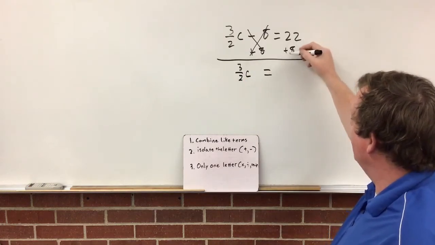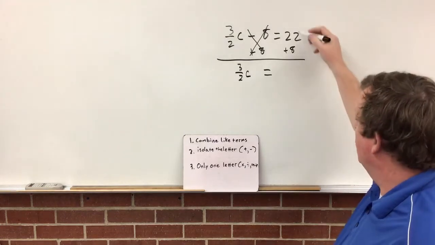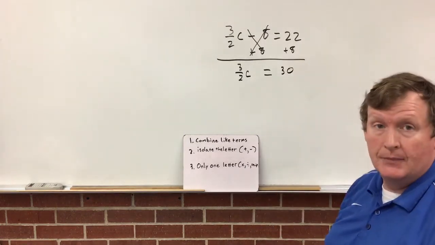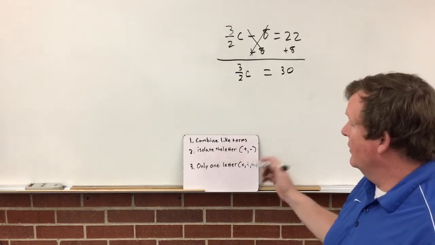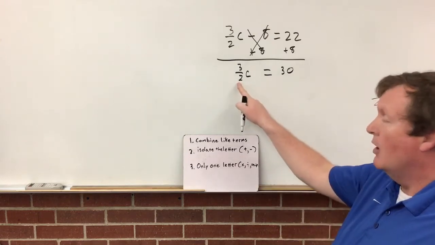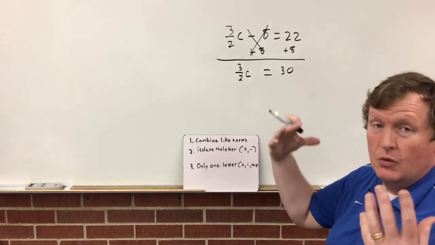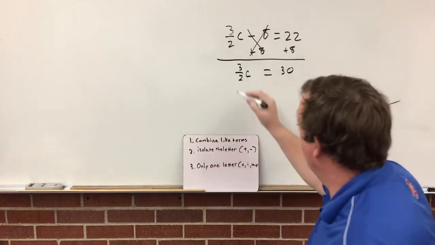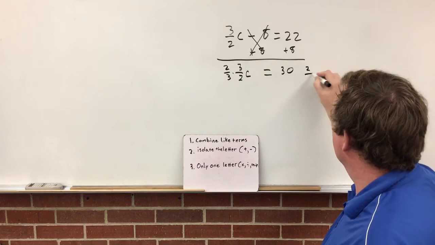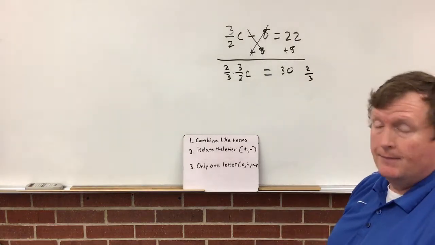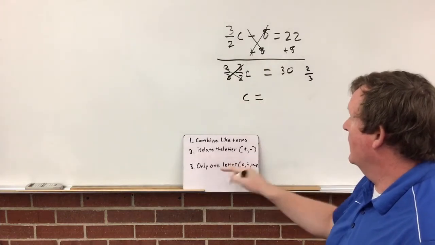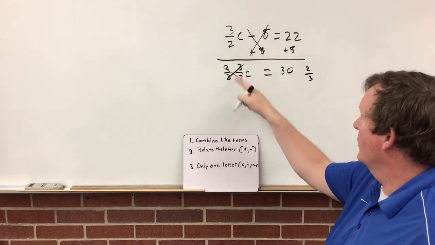And then we add, because that's the sign we're using, 22 plus 8, which gives me 30. Now, we do the third step: only one letter, multiply, divide, or reciprocal. We have a fraction in this one, so we do the reciprocal. Multiply by 2/3 on both sides. Okay? These cancel. We get only one letter, c, after those cancel out.